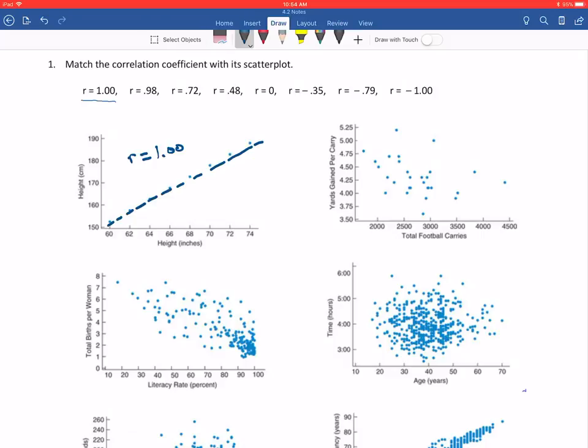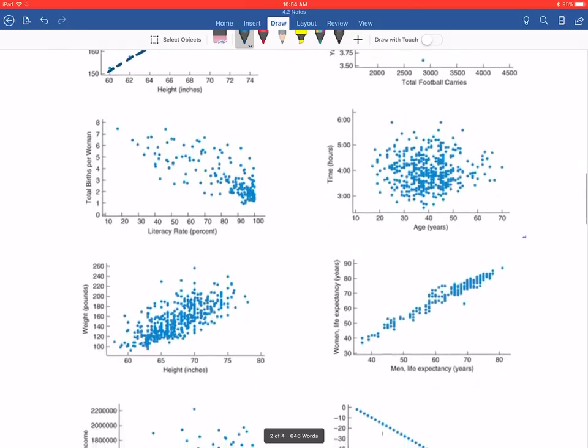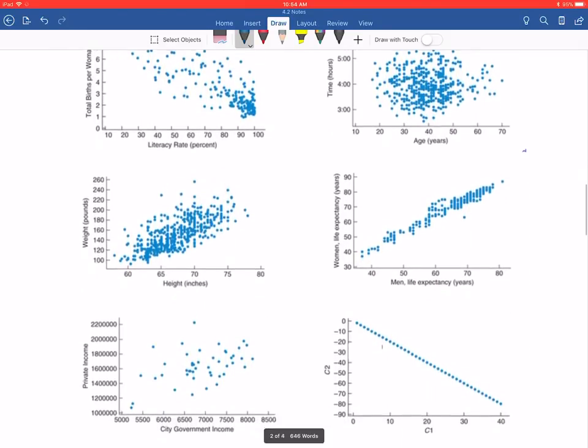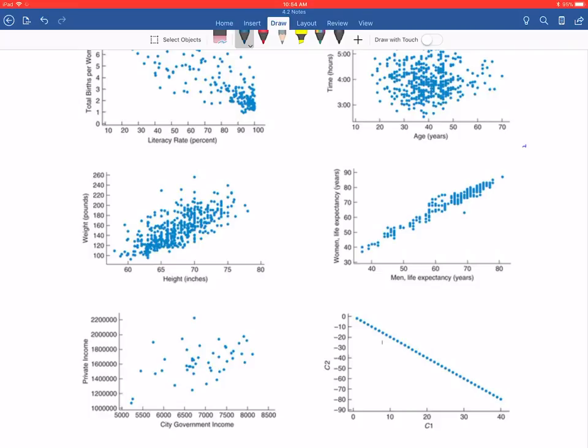I'm going to do a little bit of scrolling here. My next correlation coefficient is 0.98. So we want a very strong linear trend. It's very close to 1, but not quite perfect. So given my options here, I think that would match with this one. It's a very strong positive trend, although not perfect.